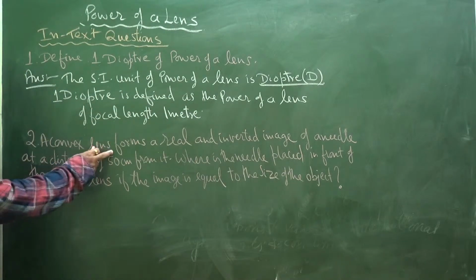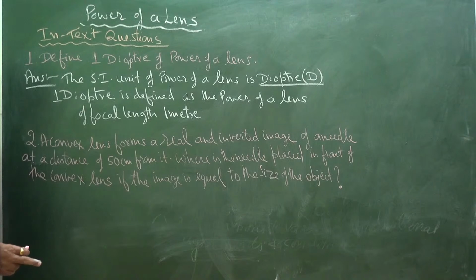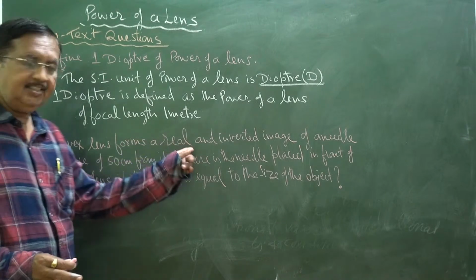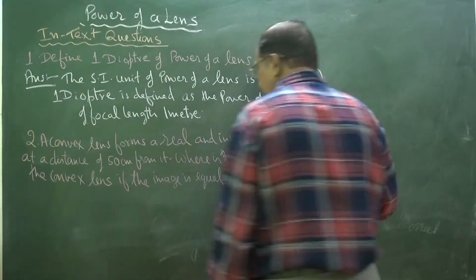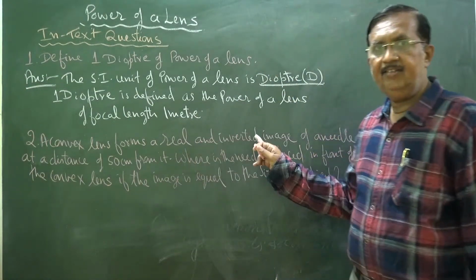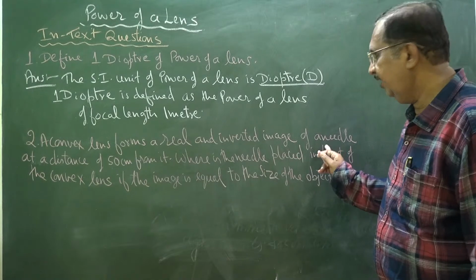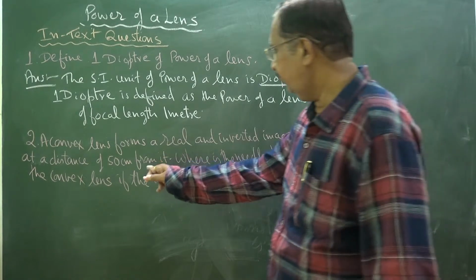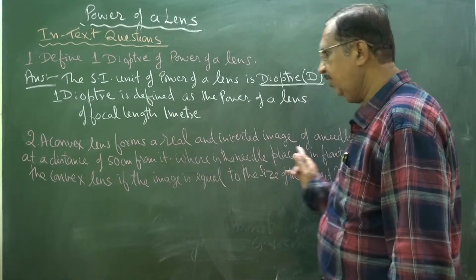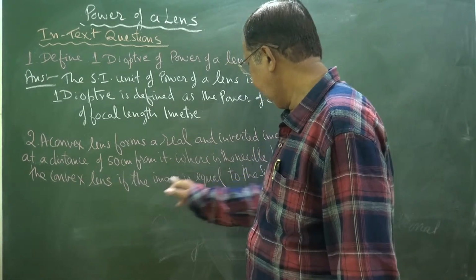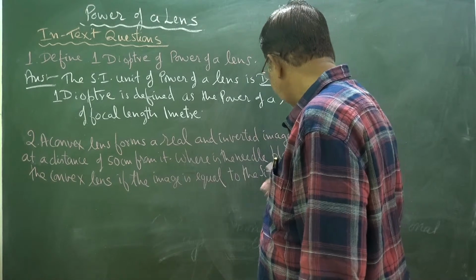Just now in so many ray diagrams we had studied already, a convex lens always produces a real and inverted image. A convex lens produces a real and inverted image of a needle at a distance of 50 centimeter from it. Where is the needle placed in front of the convex lens if the image is equal to the size of the needle?